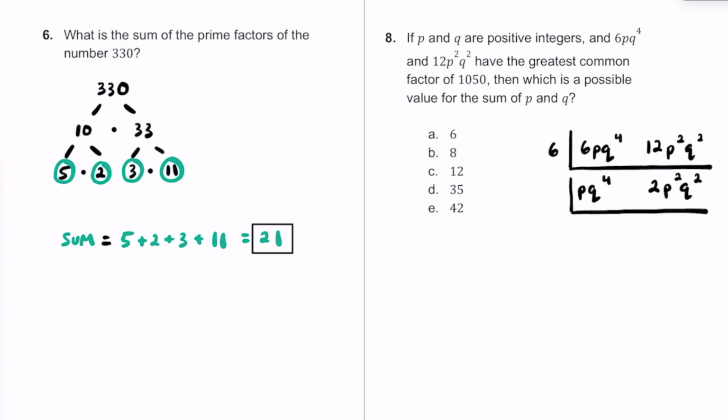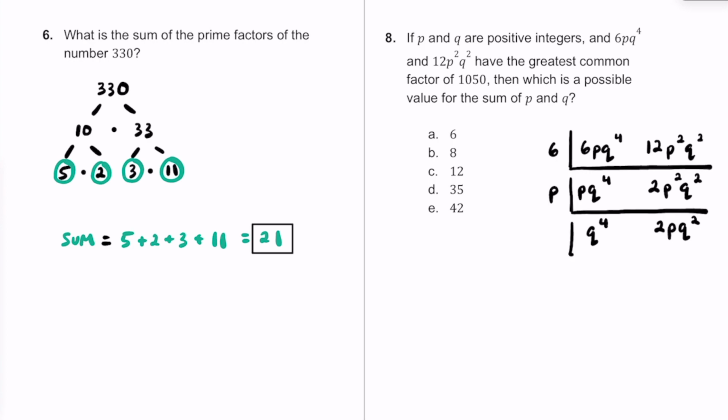I'm just going to do one base at a time here. Now looking at the p's, we have just p to the 1st power here and p to the 2nd power. So in common, they both have a factor of p. So if we factor out a p, we're going to be left with q to the 4th power, and then 2 times p times q to the 2nd power.